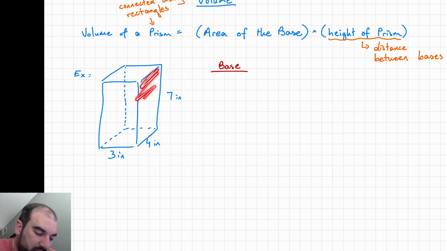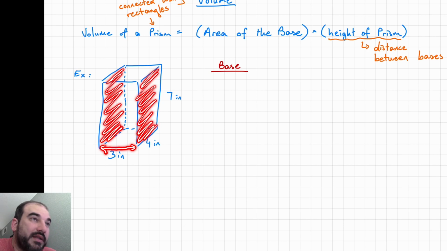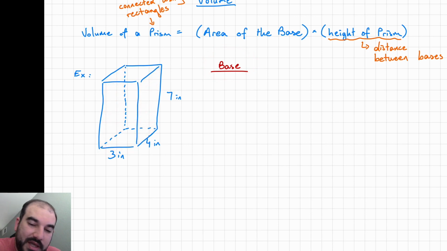On the other hand, if I chose this right side and left side rectangles to be my bases, then the distance between them is this 3 inches. Right? That's how far apart they are. So we're free to choose whichever one we want as the base, but just keep track of it.